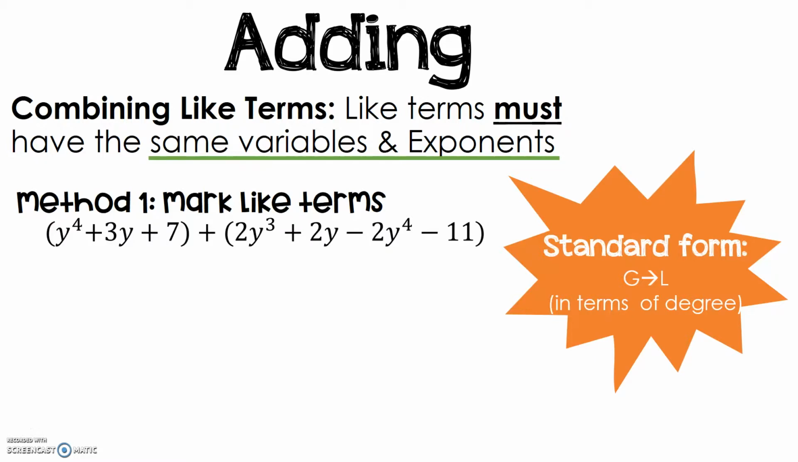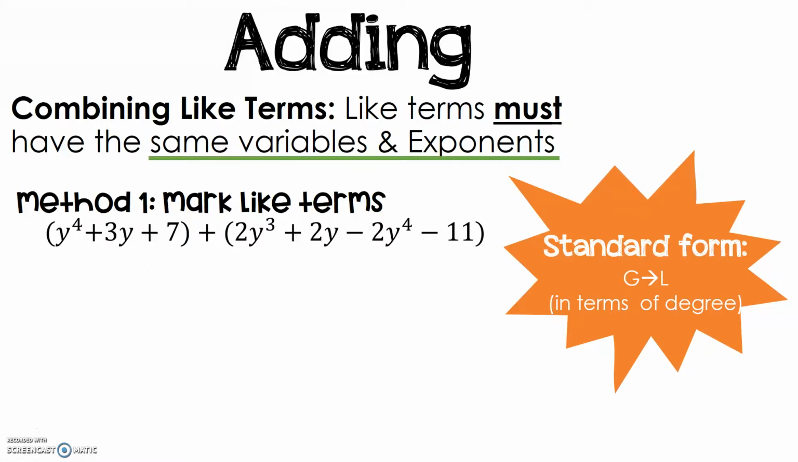That reminder is that we're putting it in greatest to least in terms of your degree, and your degree being the exponent's power. So for example, this first monomial, y to the fourth, has a degree of 4, while the second monomial, 3y, has a degree of 1.